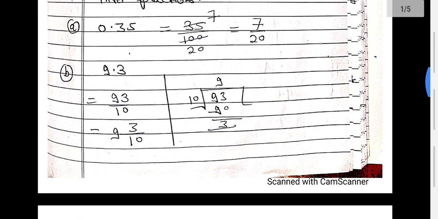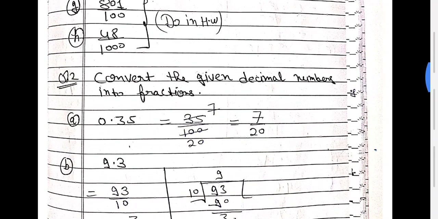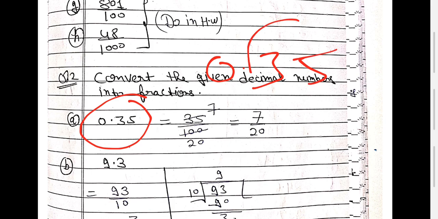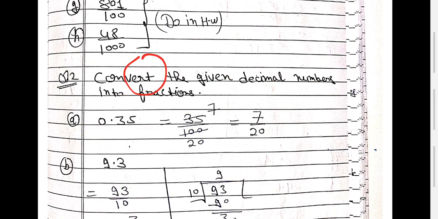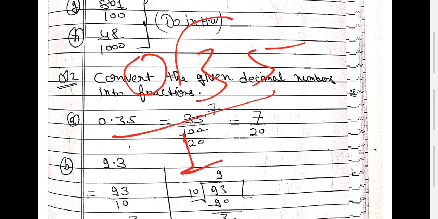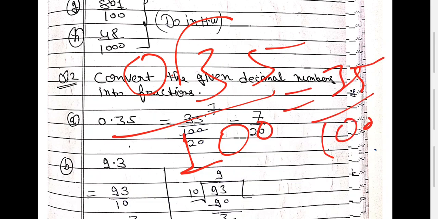Now come to question number one. Convert the given decimal into a fraction. The decimal is 0.35. So what you do is remove the decimal and write 1 below it. Listen again: 0.35. Remove the decimal and write 1 just below it. Now how many digits are there after the decimal? 2. Then write two 0s. So the answer will become 35 upon 100. Because the leading 0 is useless, your answer becomes 35 upon 100.